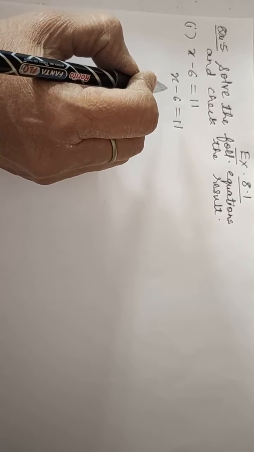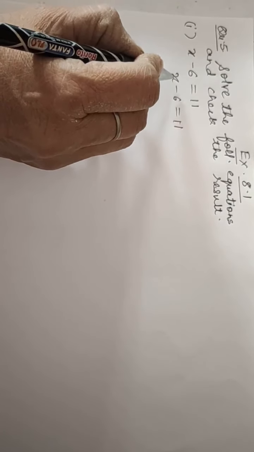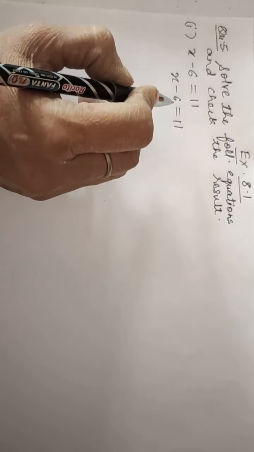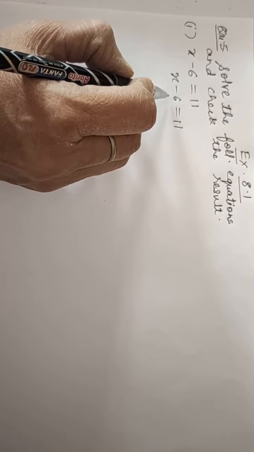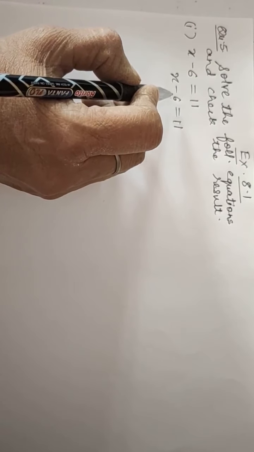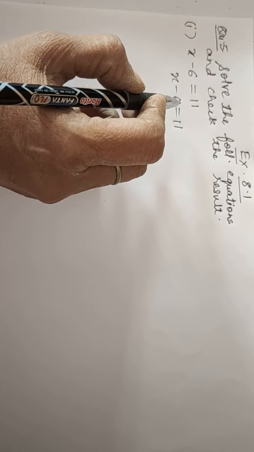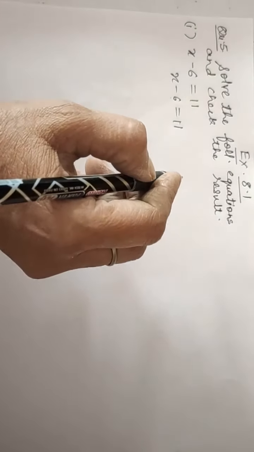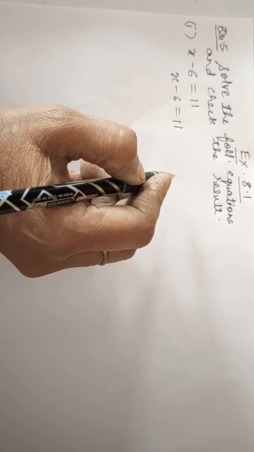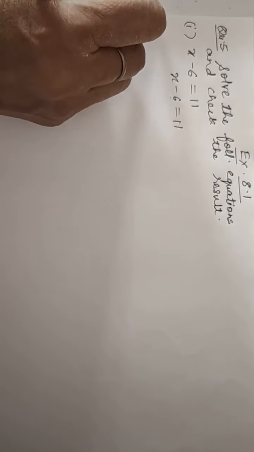Now what you can see here, you have to find the value of x. So you want only x on the left hand side. So with x, what is there here? Minus 6. So what will you write? Minus 6, its opposite is what? Plus. So what will you write? Adding 6 on both sides. Adding 6 to both sides. So let's add.